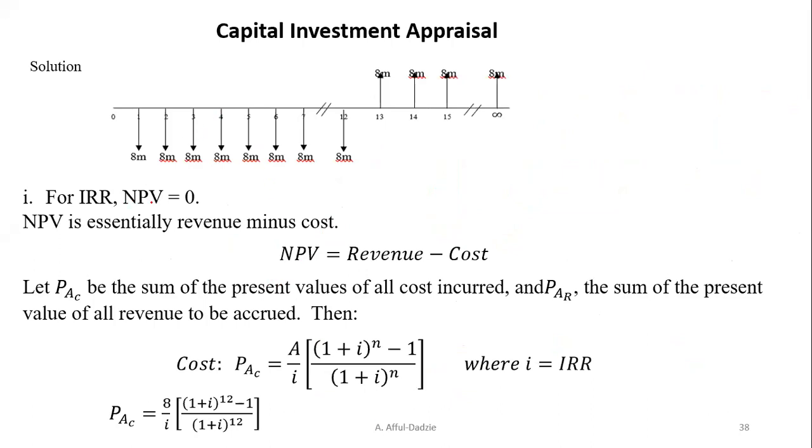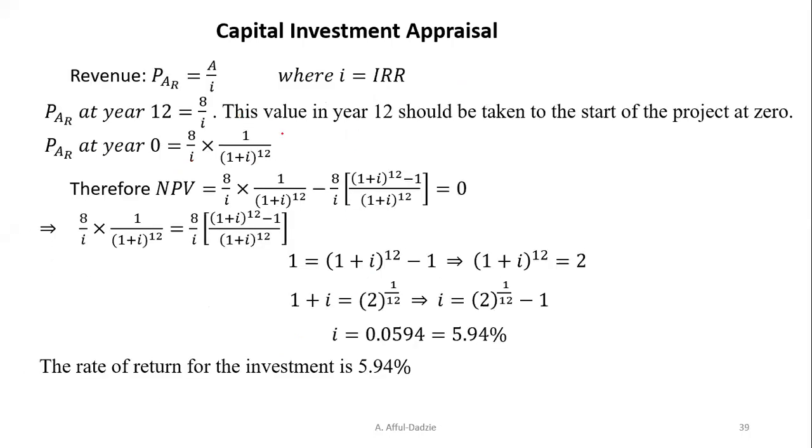All right, so this is the idea here. So for IRR, NPV must be equal to 0. So NPV is essentially revenue minus cost. So the cost element would be to discount all these 8 million, okay, and bring it to period 0. And because it's a uniform flow, we use this expression. Okay, so the revenue here, we apply a different approach. Not all this yet.